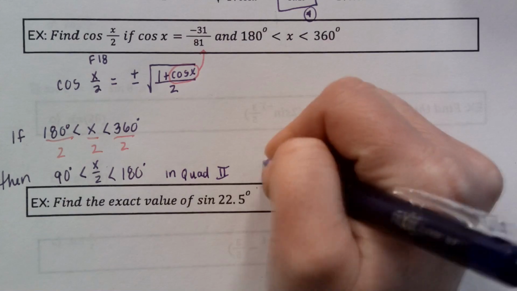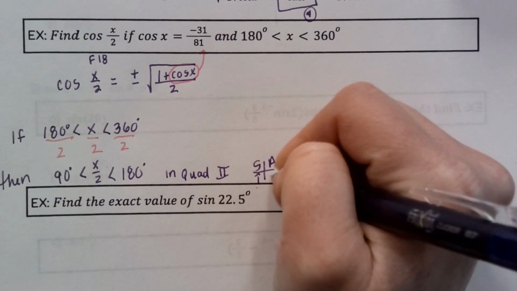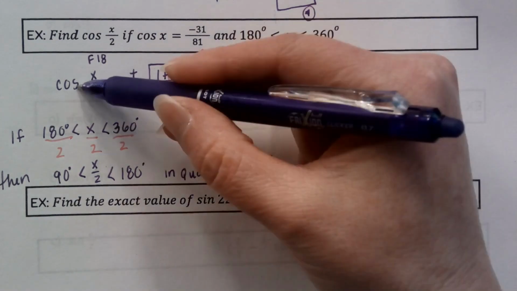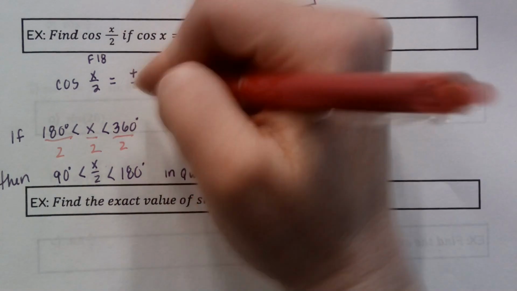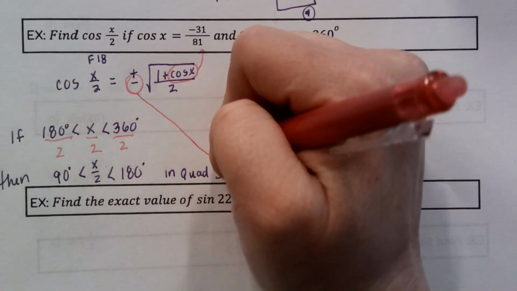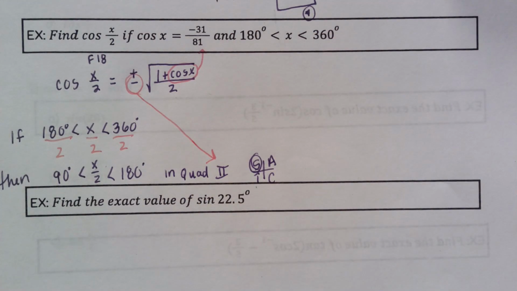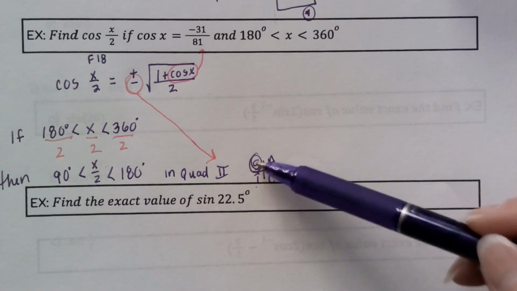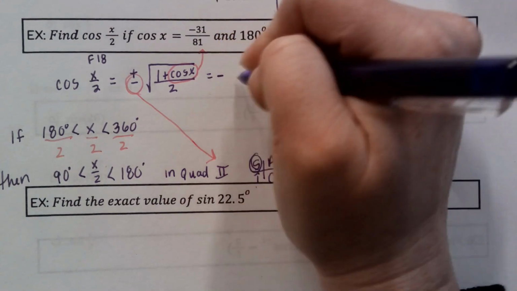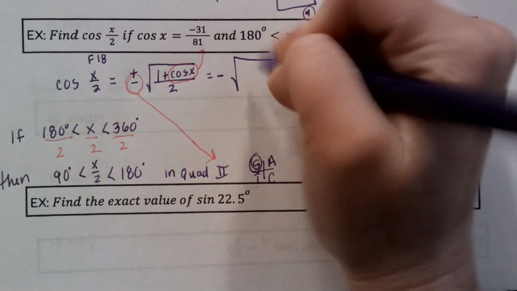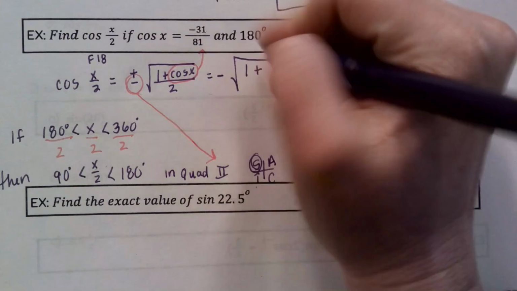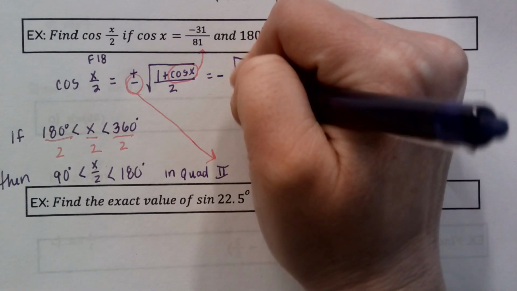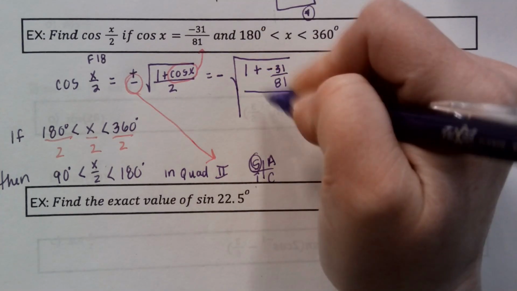Because of the All Students Take Calculus rule, if I'm in quadrant 2, only sine is positive. I'm talking about cosine, so overall this is going to be negative. It's negative because I'm in quadrant 2, where only sine is positive. So I'm just going to carry the negative throughout. So negative, big square root, 1 plus cosine x, which is given as negative 31 over 81, and I'm going to have to expand my root all over 2.